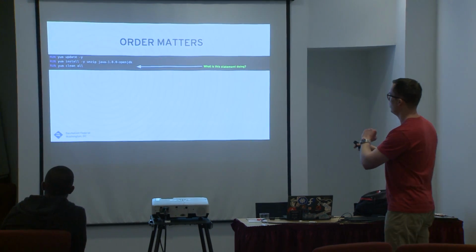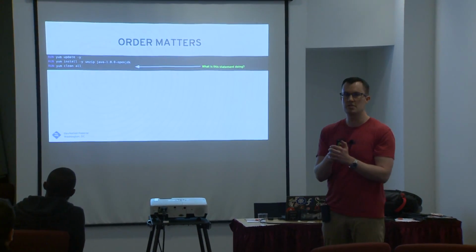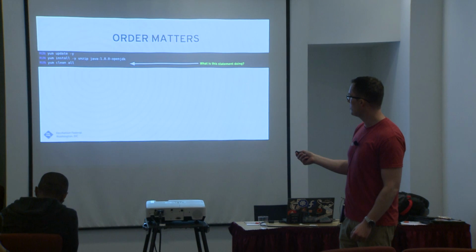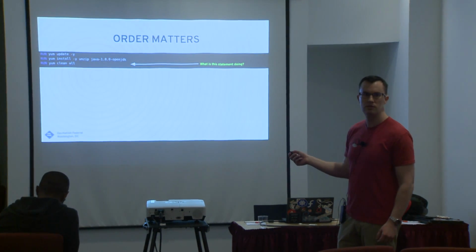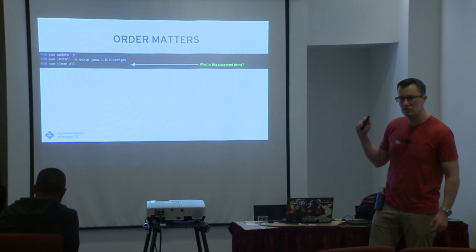So the order matters. The YUM update, that's the main culprit of the size for a Dockerfile, but there's other culprits as well. Does anyone know what this statement does? YUM clean all? It's the repo cache. Yes, correct. Do you know what it's doing in this container?